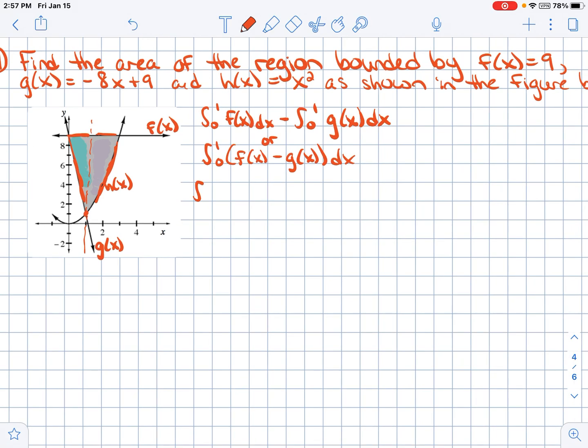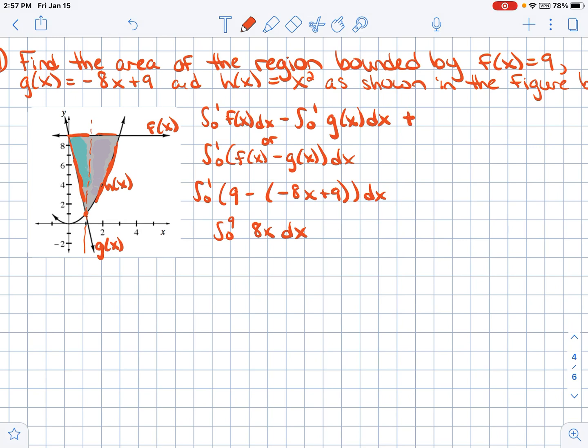And if you write this in symbolic form, f of x is 9, and g of x is negative 8x plus 9. So if you simplify that, it's going to make this problem a lot easier to solve. 9 minus negative 8x, so that's positive 8x, and then 9 minus 9 is just 0. So now finding the antiderivative of 8x and plugging in 9 and 0 makes your work a little bit easier.